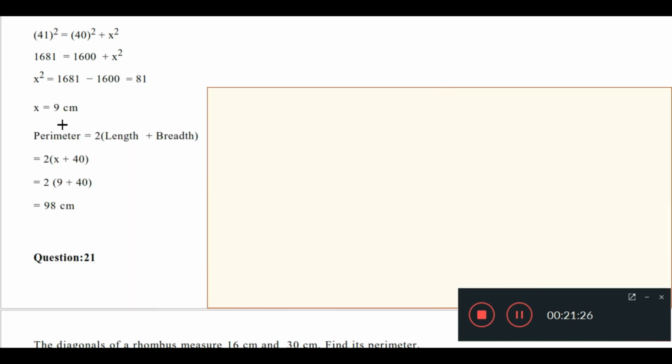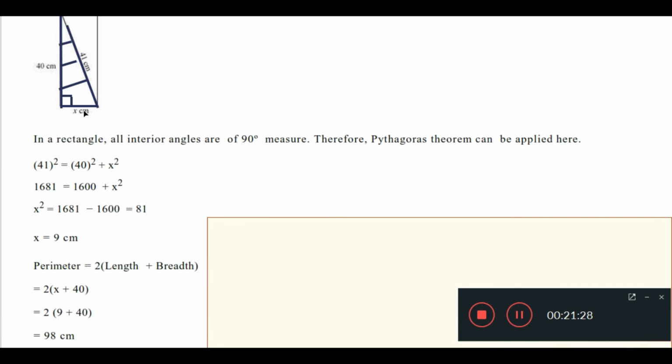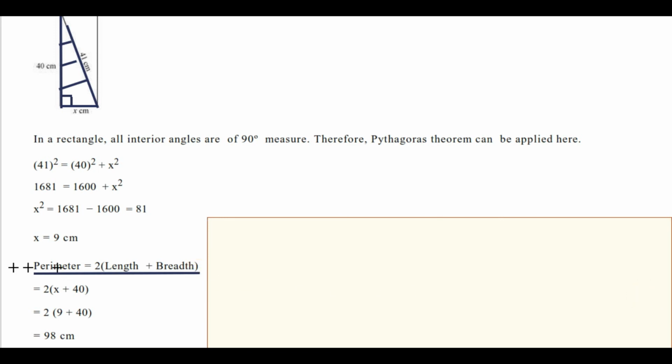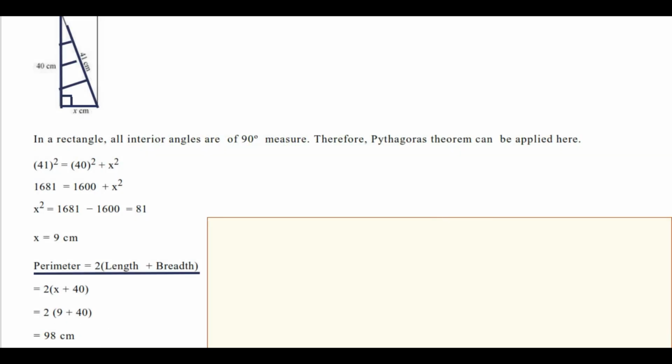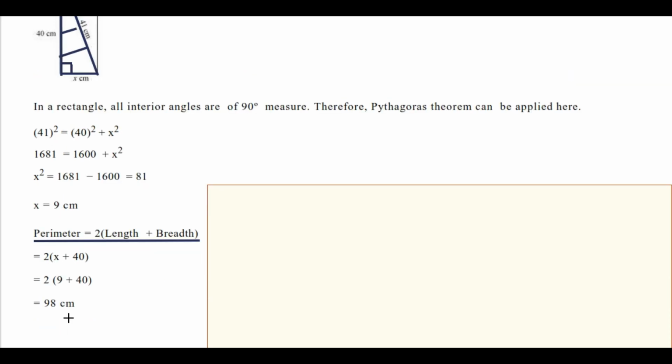Okay. Now after that we have all the sides. This is 9 and this is 40. And you need to calculate the perimeter of the rectangle. And we know that the perimeter of a rectangle is equal to 2 into length plus breadth. Okay. I don't think you have any doubt in this part. Now put the values: 2 into bracket 9 plus 40, which is equal to 98 centimeter.